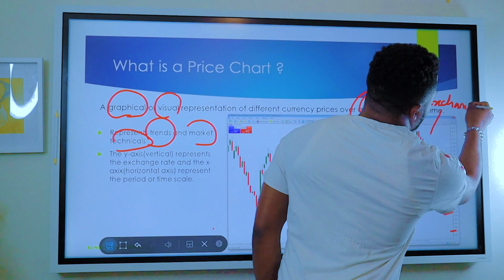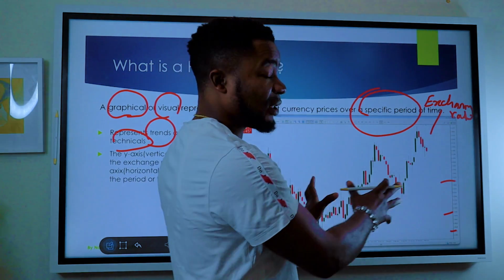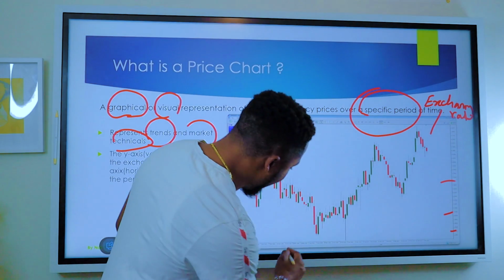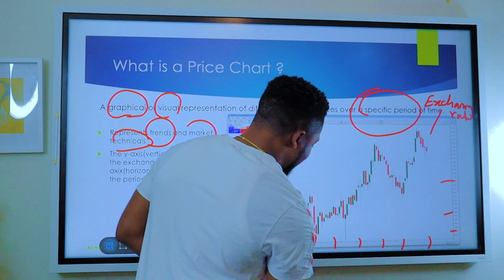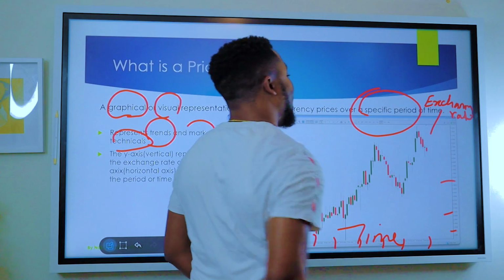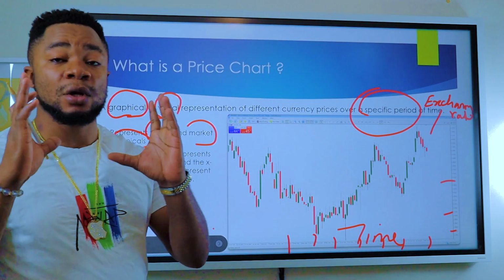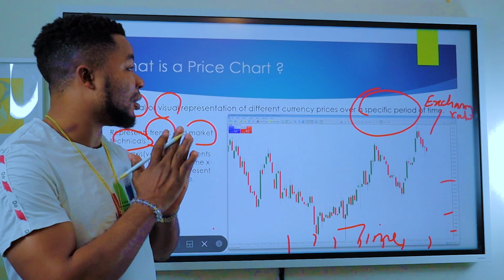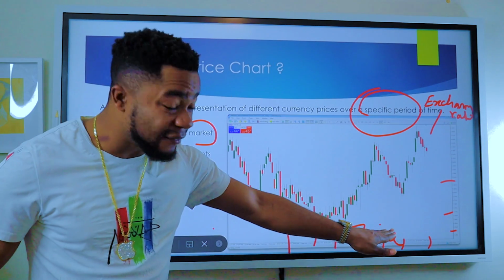This is the exchange rate of that particular currency in relation to other currencies. What we have down here is the time. You can see here we have the time mark. So down here we have the time, and up here the vertical axis stands for the exchange rate, and the horizontal axis stands for the time. Those are just a few things you have to pick up when it comes to any price chart. Just know that the horizontal level represents the time.